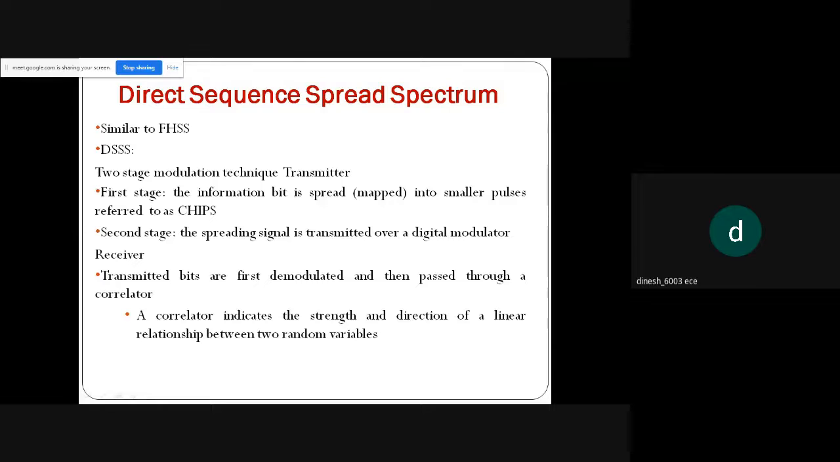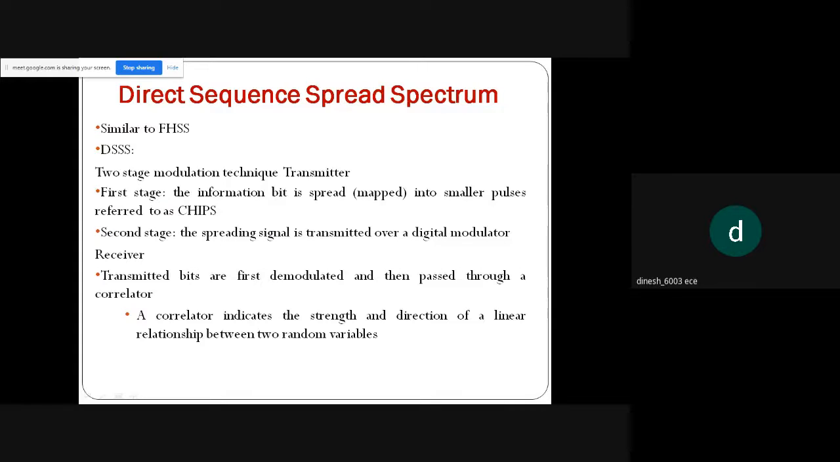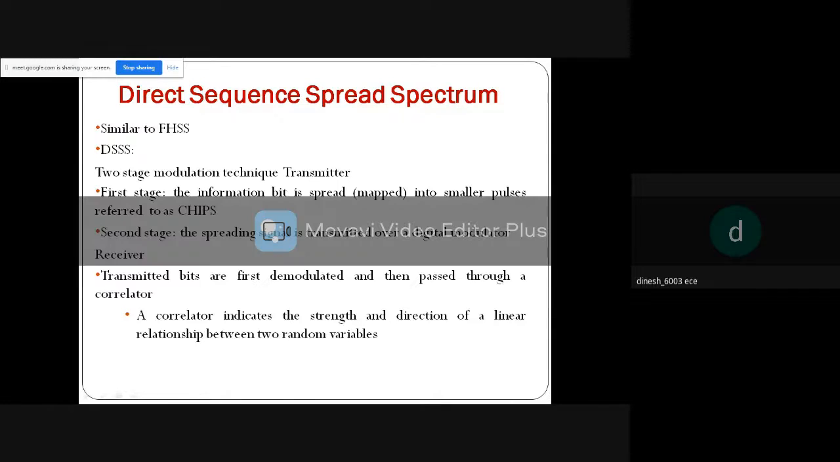Direct sequence spread spectrum is similar to your FHSS; the only difference is in the modulation technique. There are two stages. In the first stage, the information bit is spread or mapped into smaller pulses referred to as chips. In the second stage, the spreading signal is transmitted over a digital modulator.